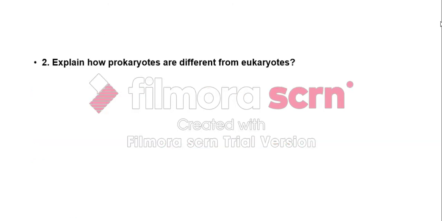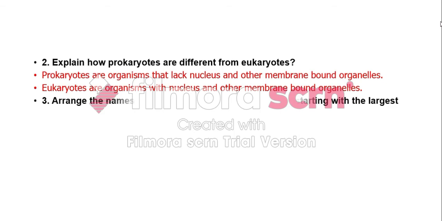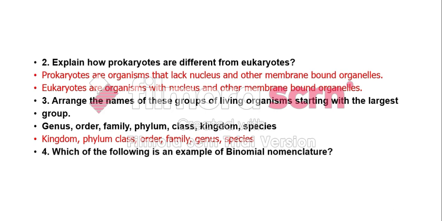2. Explain how prokaryotes are different from eukaryotes. Prokaryotes are organisms that lack a nucleus and other membrane-bound organelles. Eukaryotes are organisms with a nucleus and other membrane-bound organelles. 3. Arrange the names of these groups of living organisms starting with the largest group: kingdom, phylum, class, order, family, genus, species. 4. Which of the following is an example of binomial nomenclature? A. Homo sapiens. B. Homo sapiens. C. Flowering plants. D. Panthera leo.